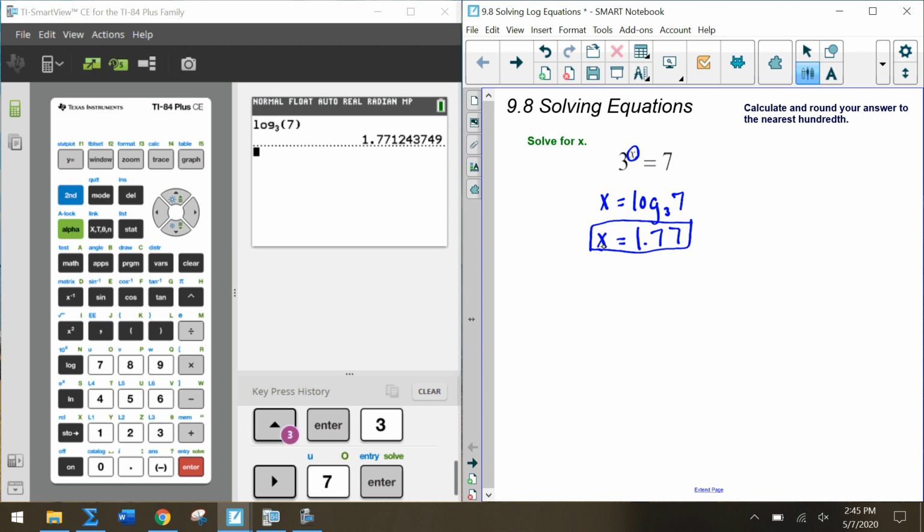Okay. So if this equation was 3 to the x equals 9, we automatically know that that is 2. But sometimes exponents will not be exact whole numbers, and we're going to have to use logarithms to help find out what those exponents equal.